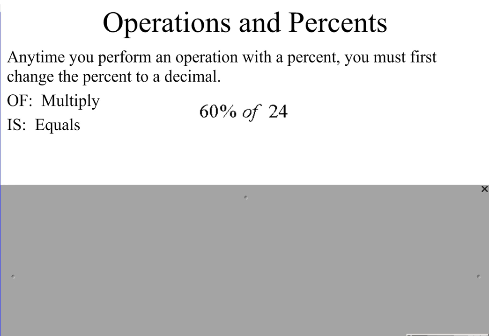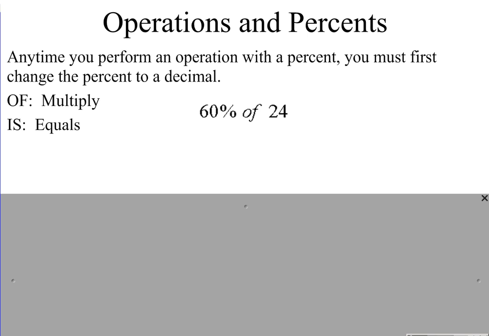So in this first example here, 60% of 24 means 60% times 24. And 60% times 24, if I'm going to do a multiplication with a percent, I need to first change it to a decimal. That becomes 0.6 times 24, which is 14.4.